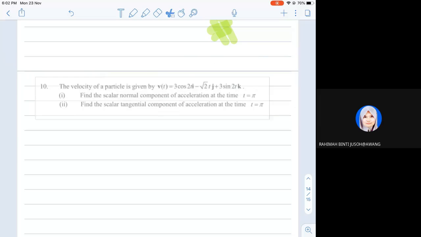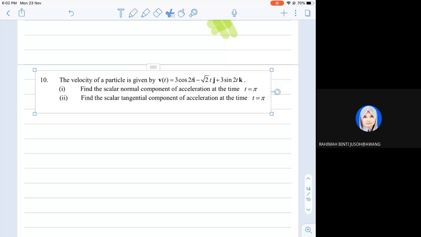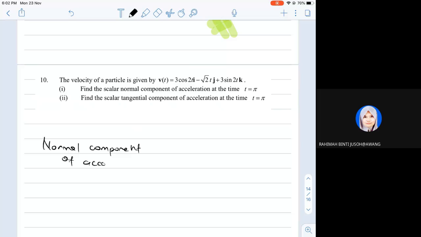Alright, so tangential component and normal component. Okay guys, so basically the normal component of acceleration is equal to AN. The formula is V cross A divided by the magnitude of V. Okay, magnitude of V like this.